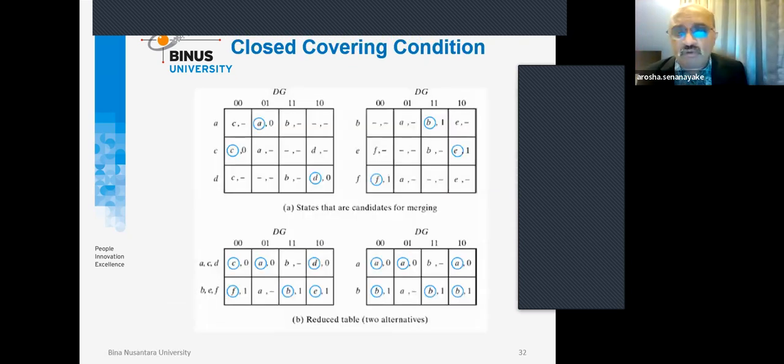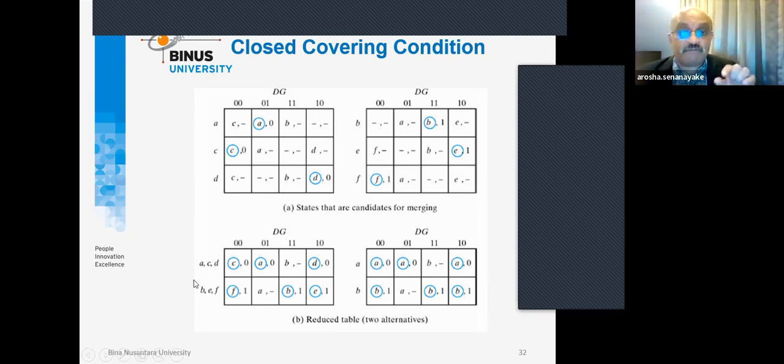In that way, we can come to the final reduced table by replacing states. You can see ACD. Here I bring only the ACD rows, not others. ACD are all compatible. If all are compatible, C and D can be replaced by A. So ACD becomes A, and wherever CD appears it also becomes A.